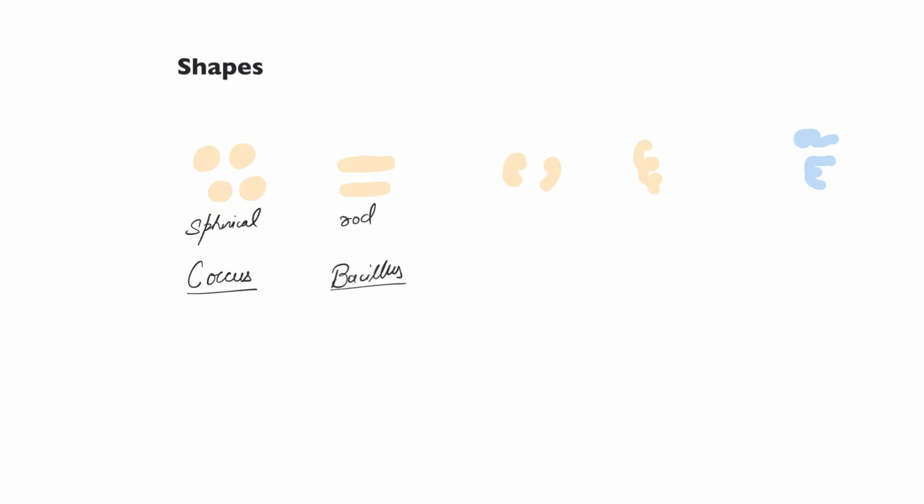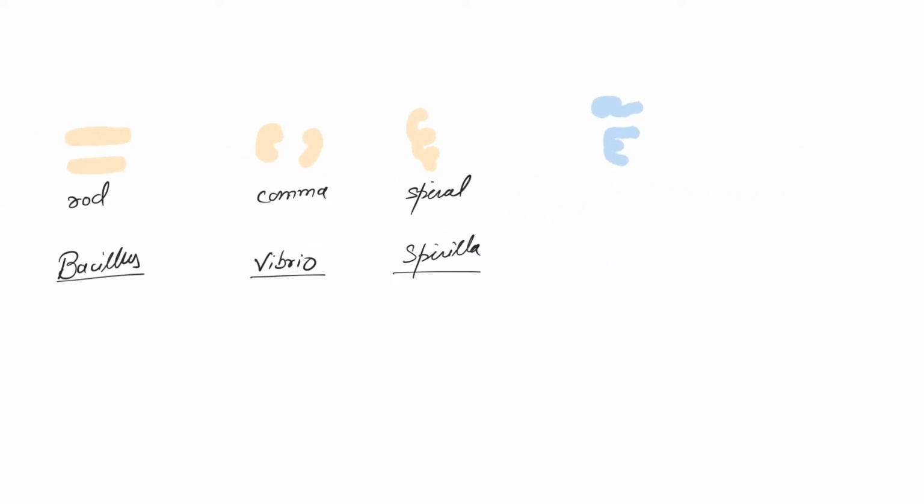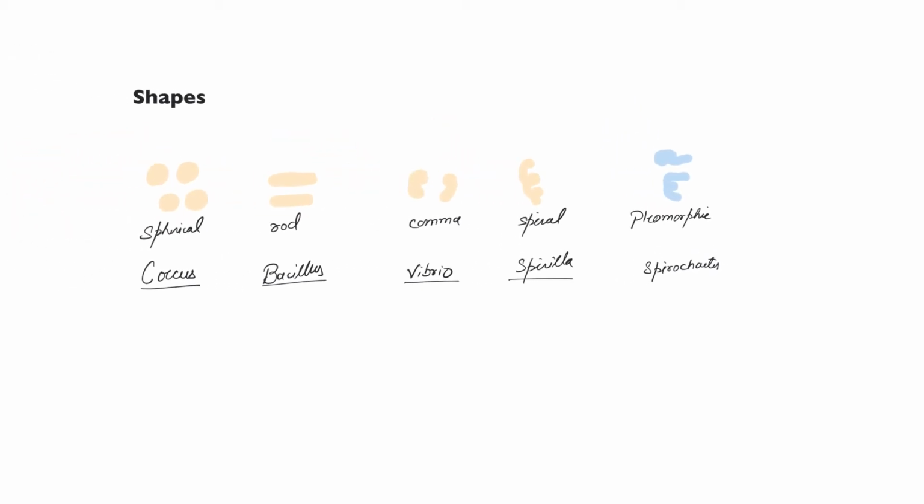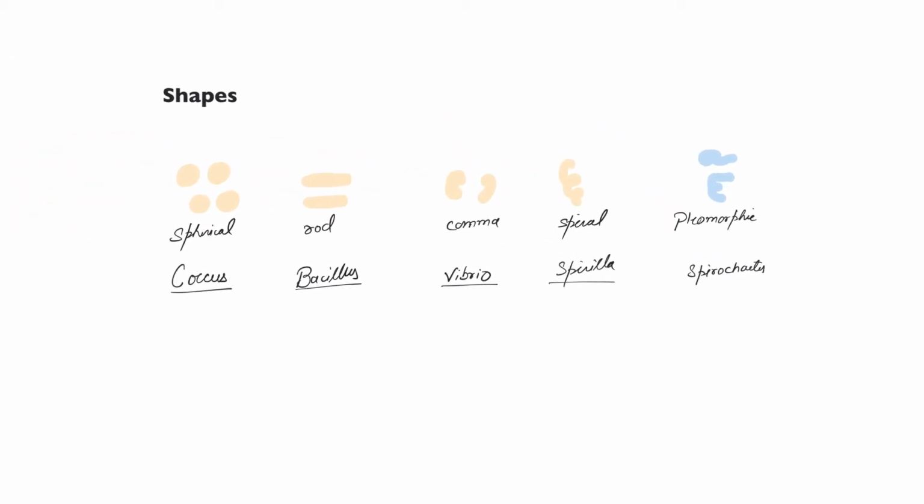They take very funny names. Sometimes they look like a comma, right? And then you start calling them vibrio. Sometimes they look like a spiral, and that makes sense. Let's call them spirilla, right? Now, sometimes they do not have any shape at all. They are very pleomorphic. They can change shapes, and the example of them are spirochetes, right? So as you can see, there's a lot of weirdness going on in bacteria.